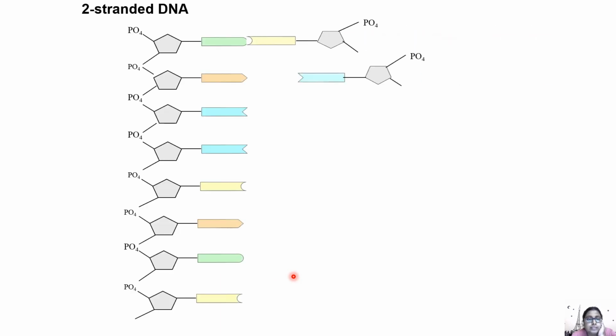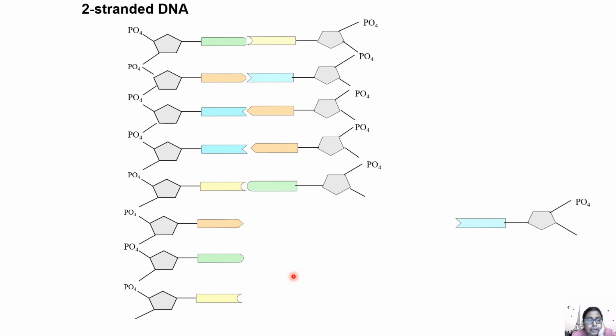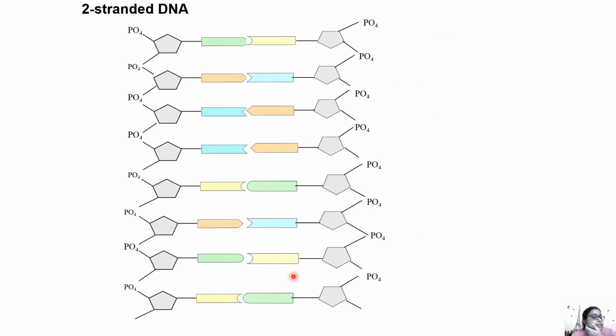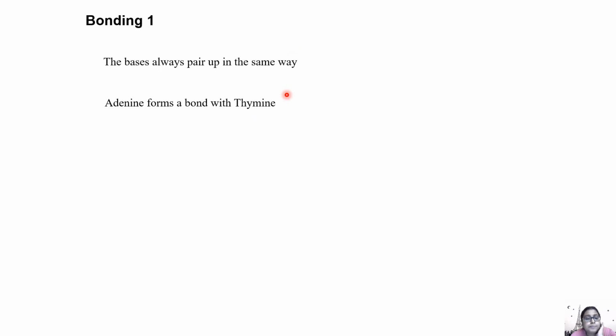So this is a double stranded DNA, if you can see. And we know that these strands are complementary to each other. So if we have A over here, this should be T, thymine. If we have G over here, this should be C. And there are 2 hydrogen bonds between A and T and 3 hydrogen bonds between G and C. They always pair up in the same way, as was also deciphered from Chargaff's rules.